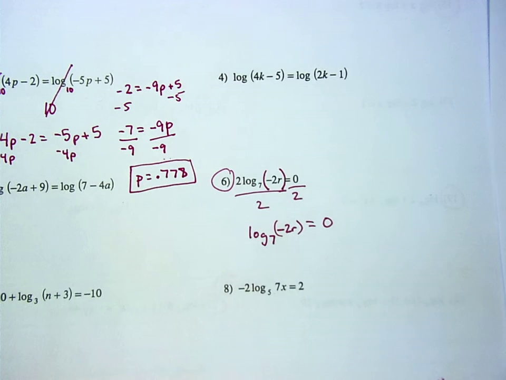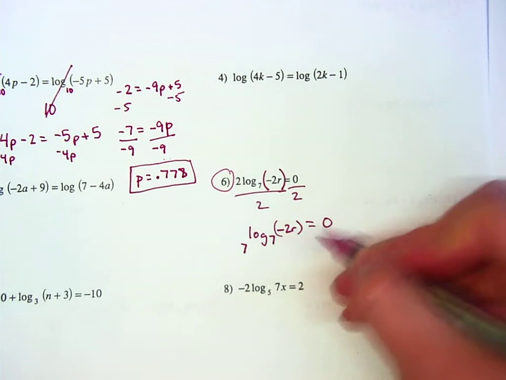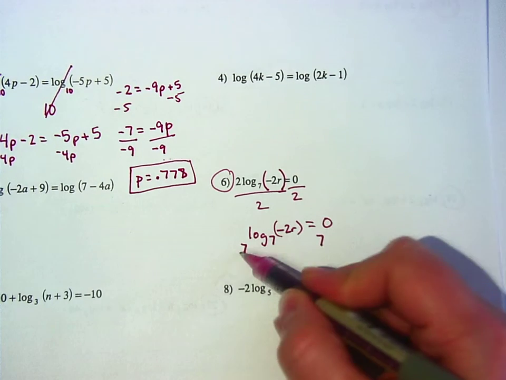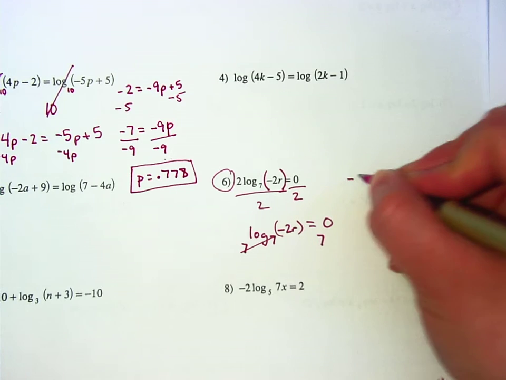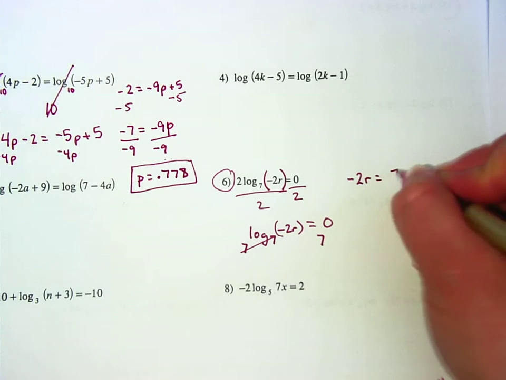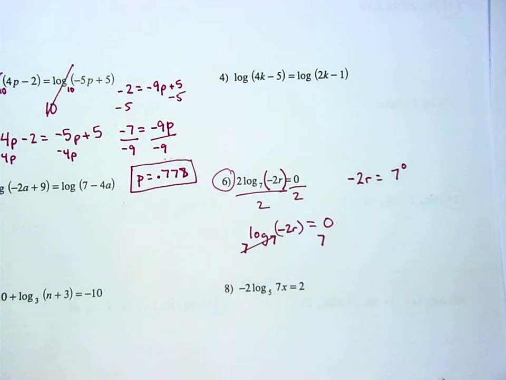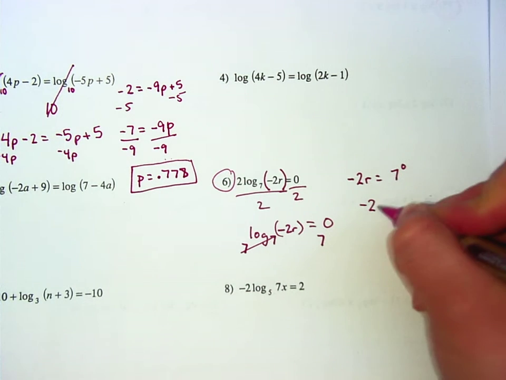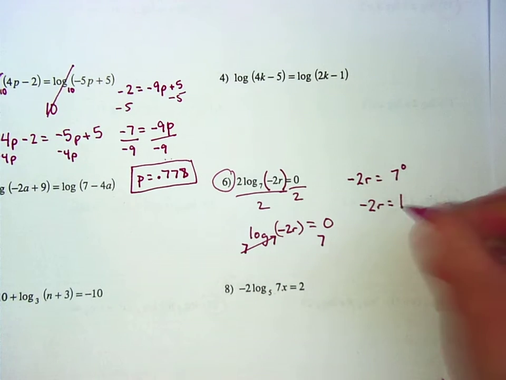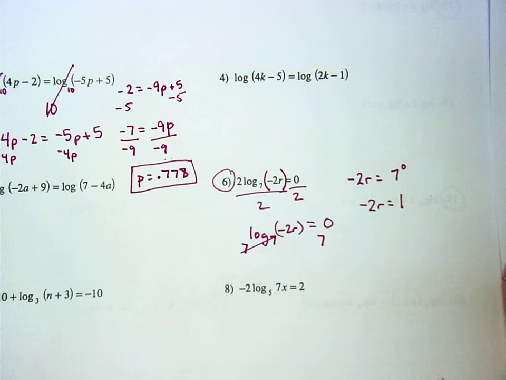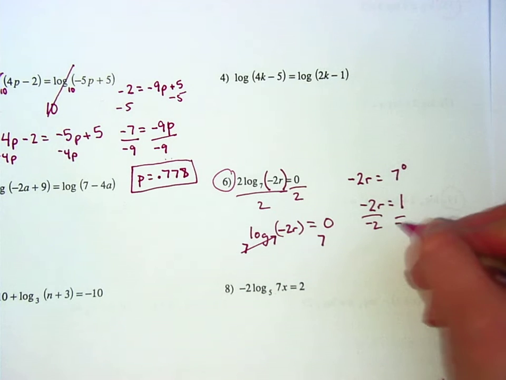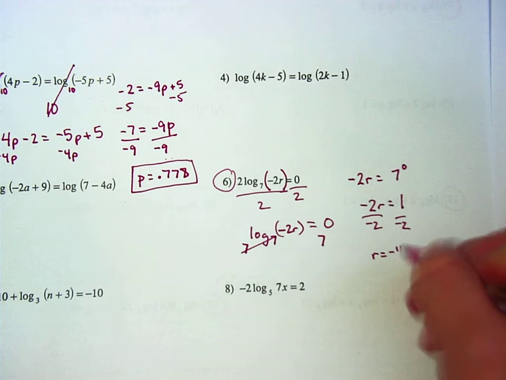Then we have to take the base 7. Right, because we're trying to get in here, so we're going to put down a base 7 on both sides. Those cancel out. You end up with negative 2r equals 7 to the 0 power. 1. Anything to the 0 power is 1. That's negative 2r equals 1. Divide by negative 2. R equals negative 1/2.